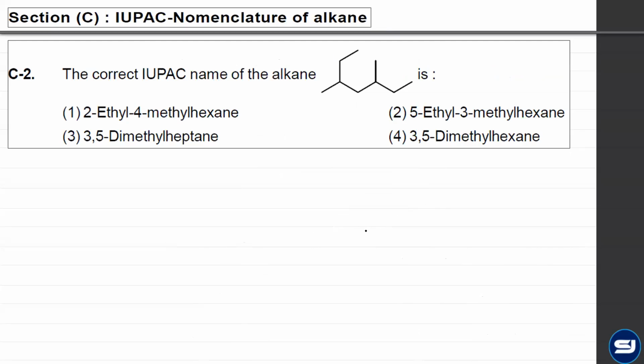Next, this section covers IUPAC nomenclature of alkanes. Now for naming the alkanes, there are 2 simple rules which I always say to apply. First rule: select the longest chain, the longest chain with the priority functional group.